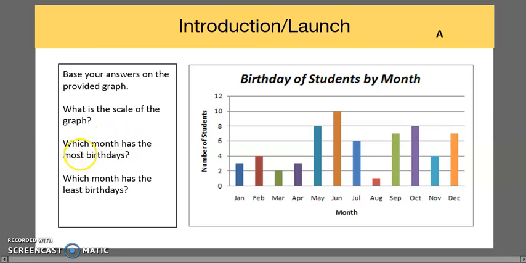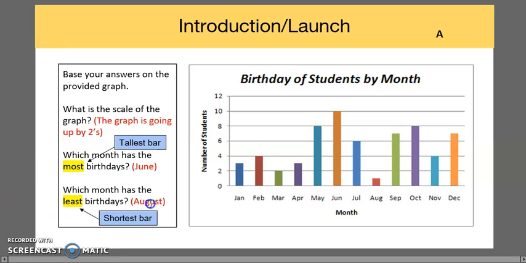Which month has the most birthdays? And we want students to look at the graph, find that information, and document and write it down. And the same thing, which month has the least birthdays? Here we want them to also look at the graph and figure out where they can get that information and explain it. Next slide is going over some of the answers.